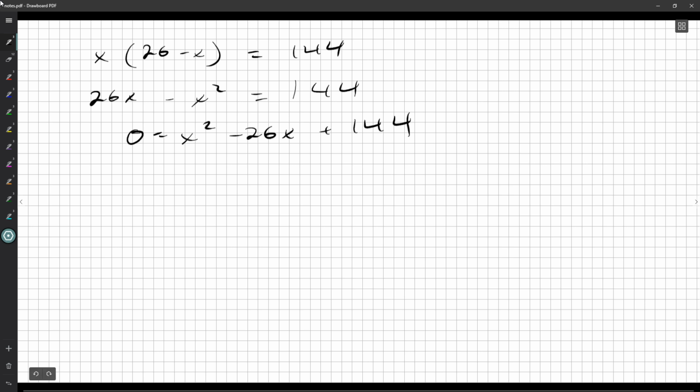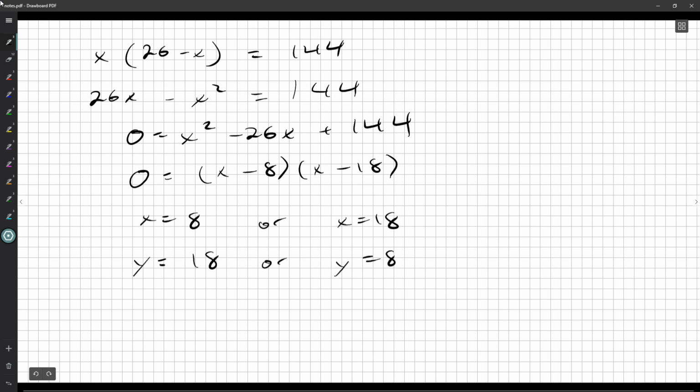Minus 24 and 2 don't work. Maybe minus 18? 18 and 8, is that it? Yeah, so we'll have x minus 8, x minus 18. So x could be 8, or x could be 18. And remember, y is 26 minus x, so y is 18, or y is 8. So either way, 8 and 18 is such a pair. Okay, so here we go, pair of numbers, 8 and 18.